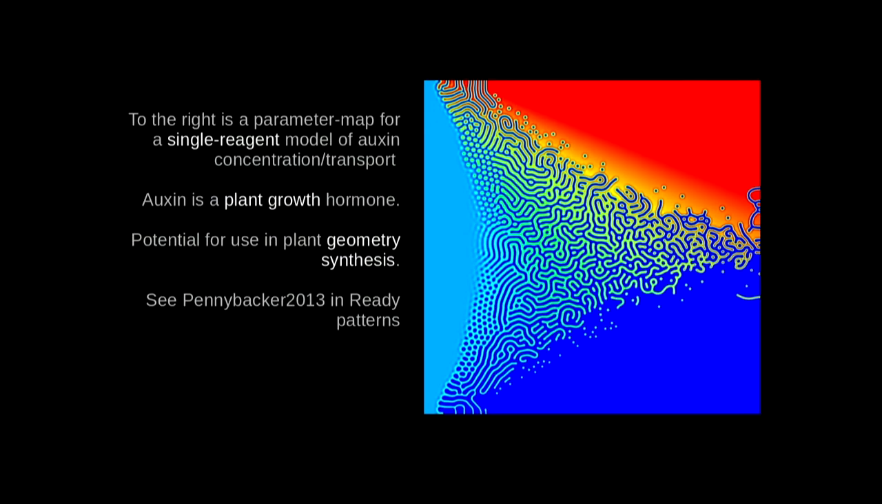There's something I find interesting and that I'm planning to play with. A researcher called Pennybacker, in 2013, put out a paper where they showed this reaction diffusion system, which is a single reagent. So this is just a single array of float values with the rule that they discovered or made. And it's a model for auxin transport. Auxin is a hormone that plants produce that helps plants know how to grow. So it'll be involved in the way plants split and where the branches come out and all that sort of stuff. If you're interested in that, there's an example in Ready.